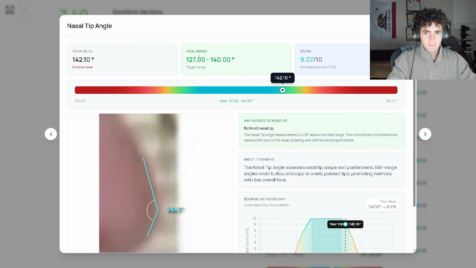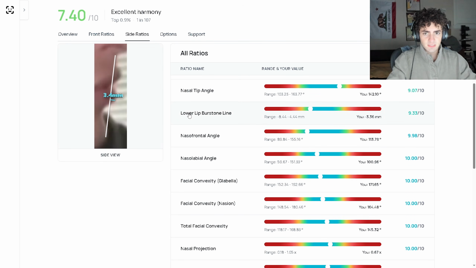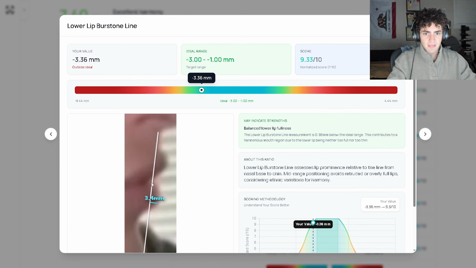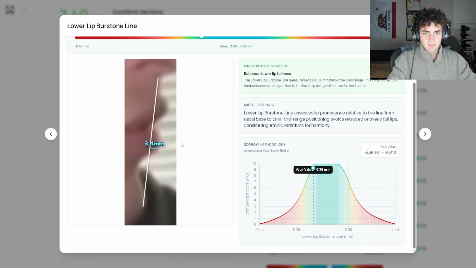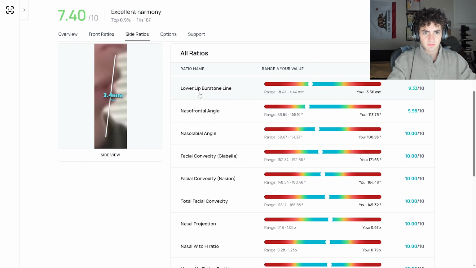Nasal tip angle. Just 2 degrees outside the ideal range. Just too obtuse. It could be a little bit more acute. If his nose was a little bit more acute on the tip, it'd look a little nicer. A bit too rounded. Next is lower Burstone line. He passes this pretty well. You want your lips to be like this, a couple millimeters ahead. Not too bad. Shows perfect protrusion of the lips.